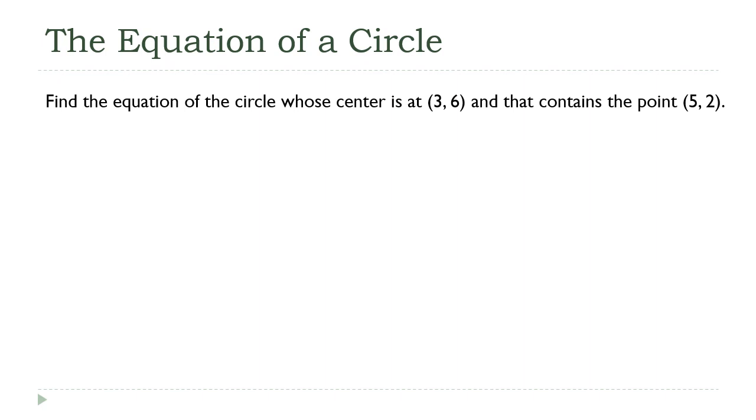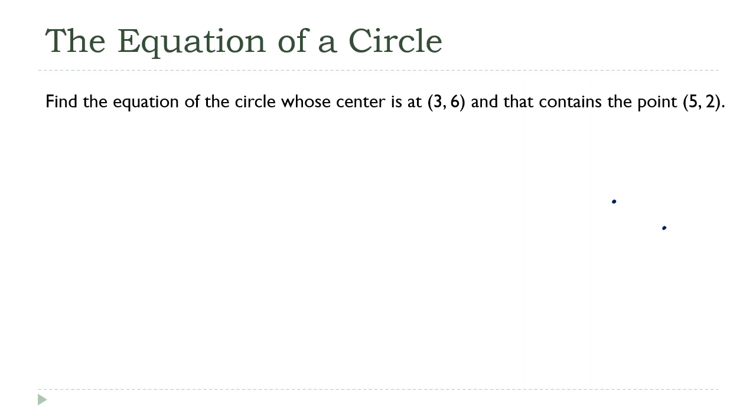All right, so I've got one here that's a little more interesting. We want to find the equation of a circle, and we know where the center is. So we've got that part, one of the two things we need. And we know that it contains the point (5, 2). So I've got this circle, and the center is here, and there's this other point out here that is on the circle. What I need is the radius. That's my missing piece of information.